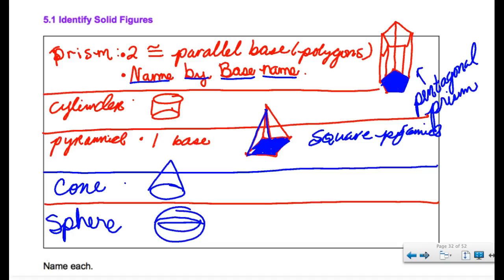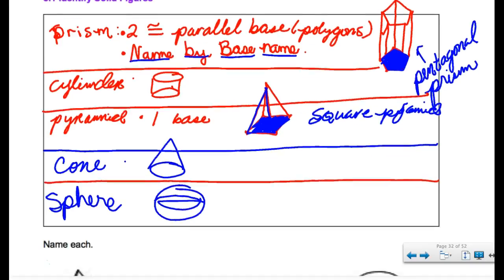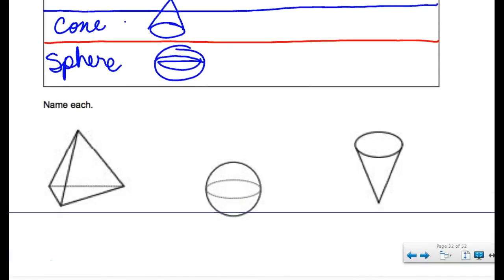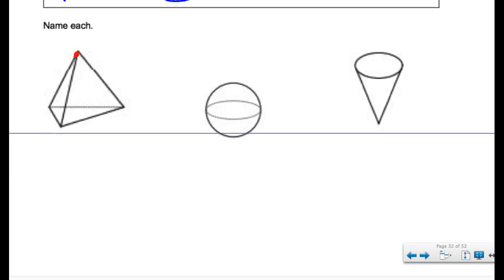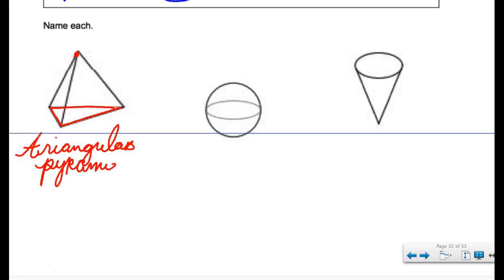So let's go practice naming a couple of these. What's this first one? This is going to be a pyramid because it meets up at that peak. It has the triangular faces. We name it with its base shape, which is a triangle. So we'd call this a triangular pyramid. Sphere, right? Cone.